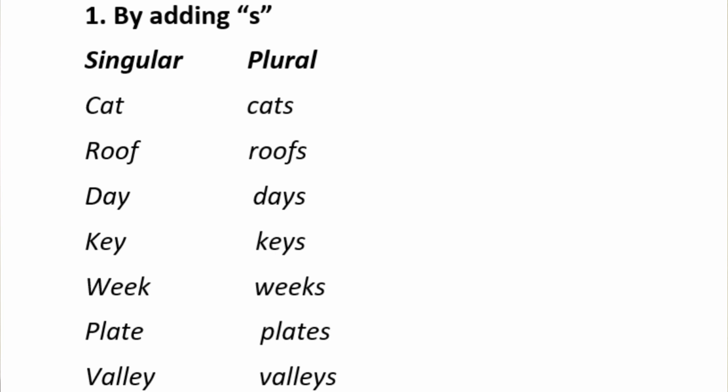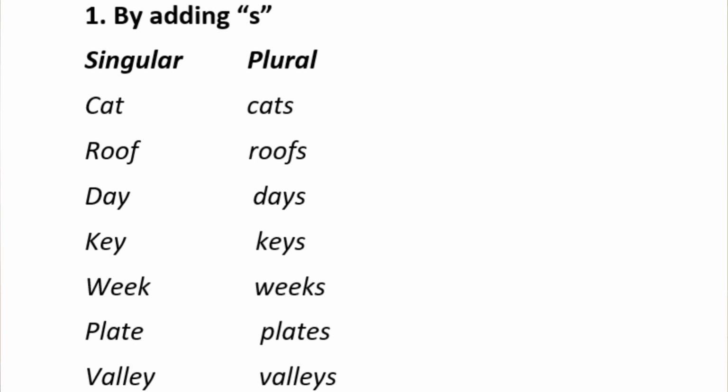For day, we have days. Key, keys. Week, weeks. Plate, plates. Valley, valleys. Chief, chiefs. So rule number 1, which is the basic, says that to form plural nouns, we can add s at the back, at the last letter of the noun.